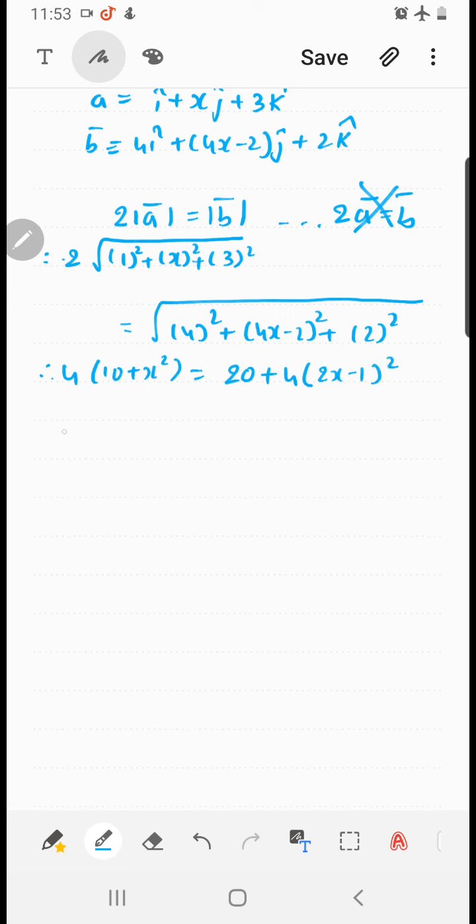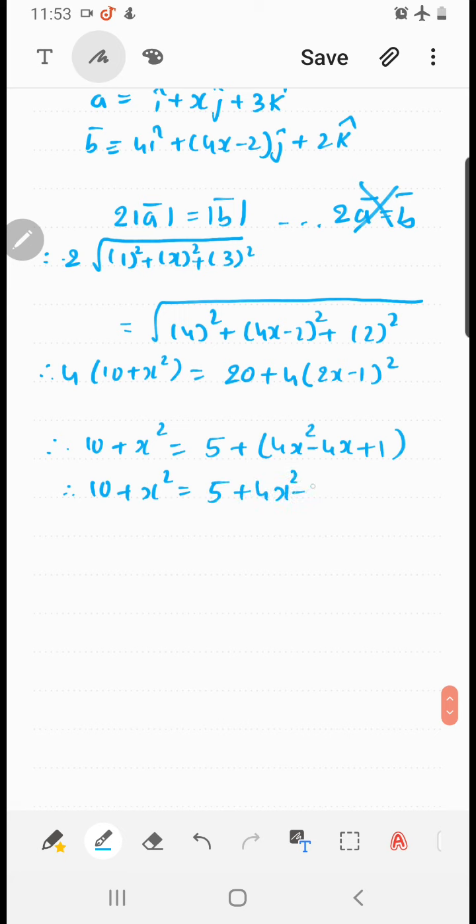Okay, so now let's cancel 4. I get 10 plus x square is equal to 5 plus, 4 gets cancelled. Let's open the bracket, 4x square minus 4x plus 1. If I simplify, 10 plus x square equals 5 plus 4x square minus 4x plus 1. Let's arrange it. If I take x square on that side, I get 3x square minus 4x. 5 plus 1 is 6, minus 10 on that side, I get minus 4, equal to 0.